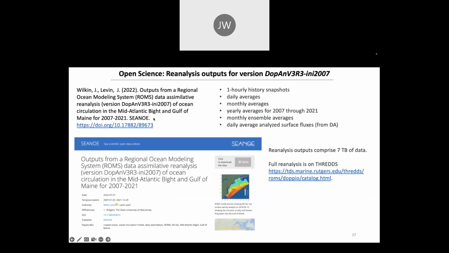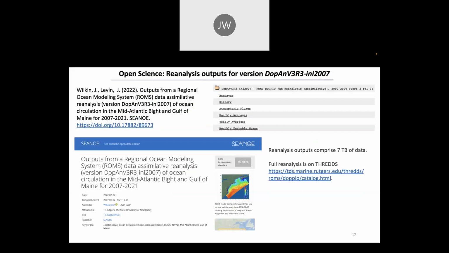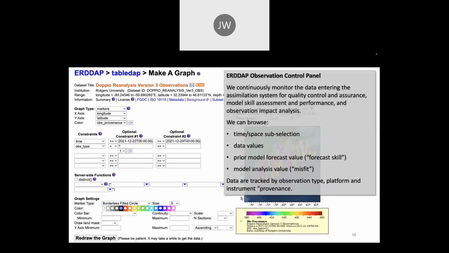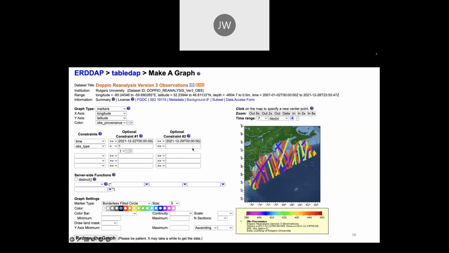So those analysis fields that I showed are in output. You can search my name, it's Cino, and you'll find this analysis. All of the data every hour on the model grid is there for 15 years if you want to do something with it. And we have an observation control panel that we use to monitor the system. We track every observation by its provenance code. So each altimeter by whether it's Jason, TOPEX, or Envisat.